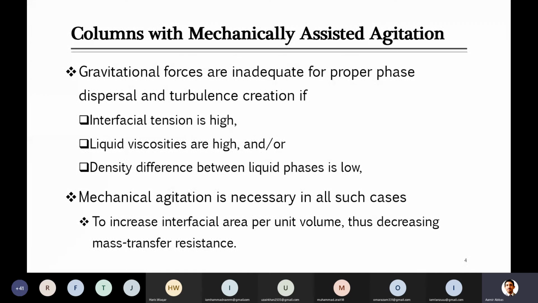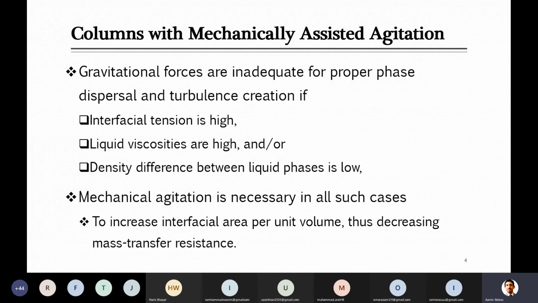Just imagine that two liquids are moving, and if you consider, for example, that the flow is laminar, you can think that there will be no agitation, no mixing between them. If one is moving downward and the other is moving upward, there will be some area where they will be contacting, but not much.